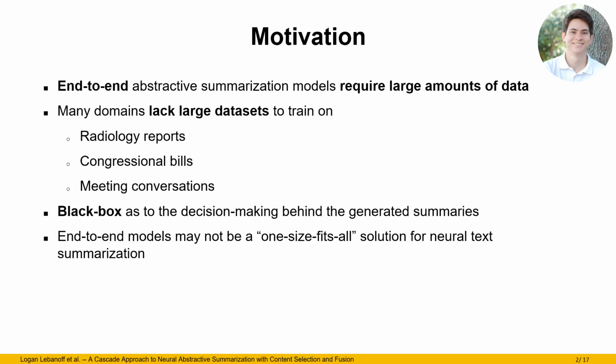The most popular method for abstractive summarization is end-to-end neural models. However, these models require large amounts of data, and many domains lack these large data sets to train on, such as radiology reports, congressional bills, and meeting conversations. These end-to-end models also act as black boxes, and it's very hard to see the decision-making behind their generated summaries. This indicates that end-to-end models may not be a one-size-fits-all solution for neural text summarization.